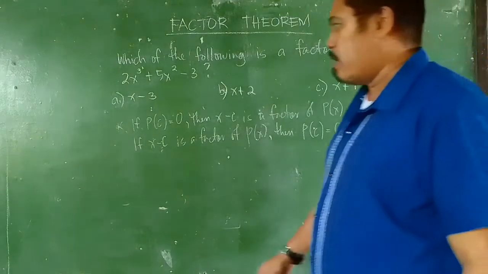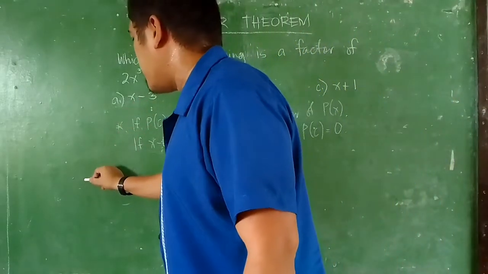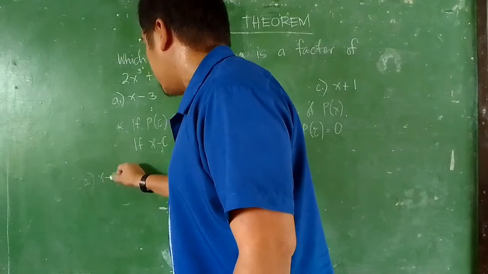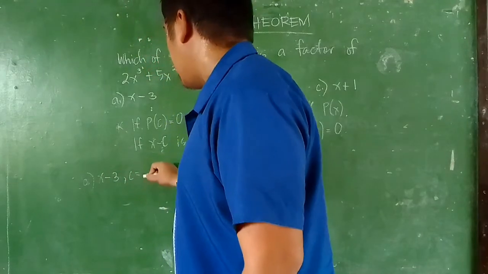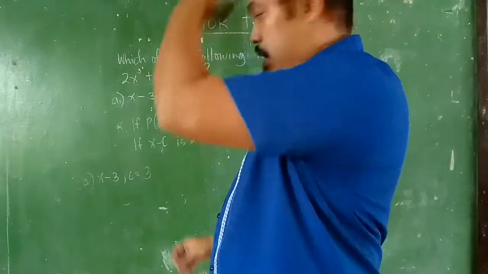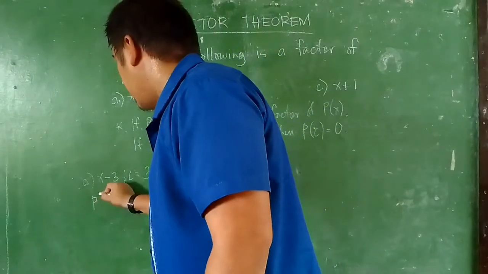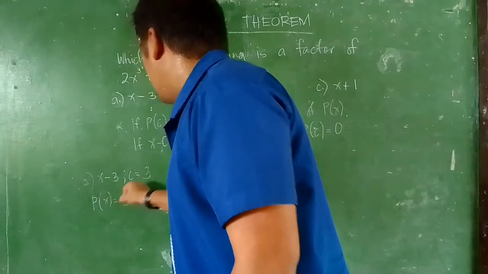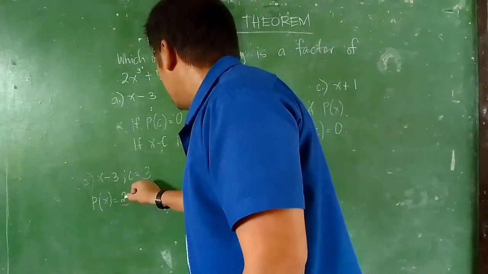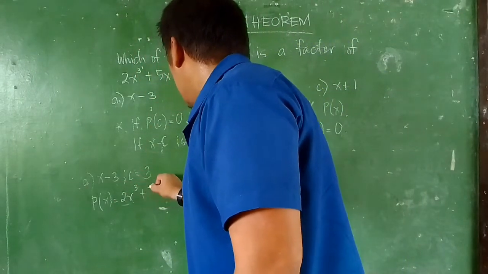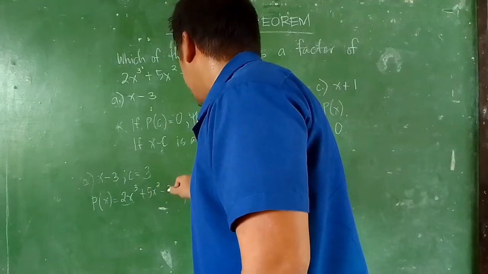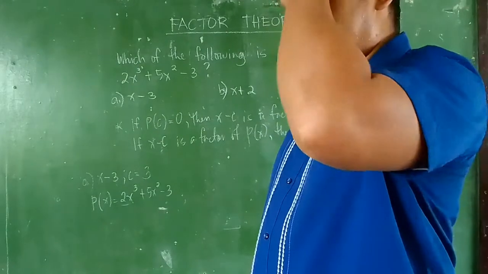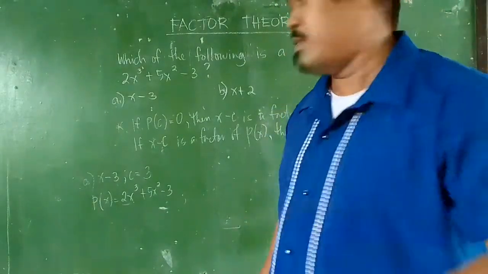So, let's try this right now, okay? Let's start with letter A here. So, your A here is x minus 3. Therefore, your C here is equal to 3. Now, in-evaluate lang natin. So, we have now your P of x, which is equal to 2x cubed plus 5x squared minus 3. So, i-evaluate lang natin and titingnan natin kung 0 ba ang lalabas na remainder. Take note that it should be 0.